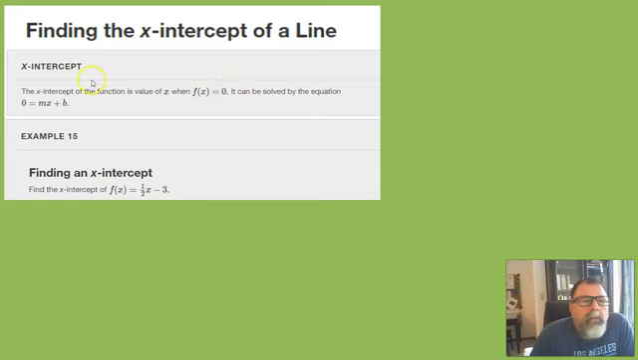Finding the x-intercept of a line. The x-intercept of a function is the value of x when f of x is equal to 0. It can be solved by setting the equation equal to 0. So you're going to plug in 0 for the f of x or the y, and solve the equation 0 equals mx plus b.